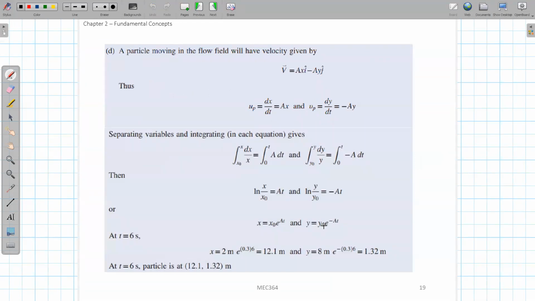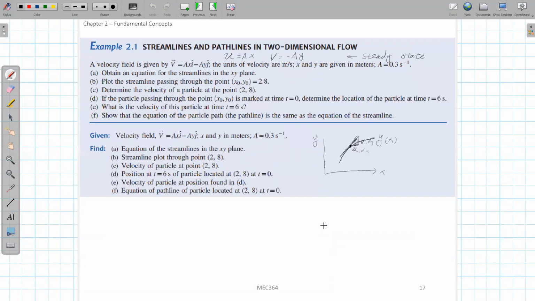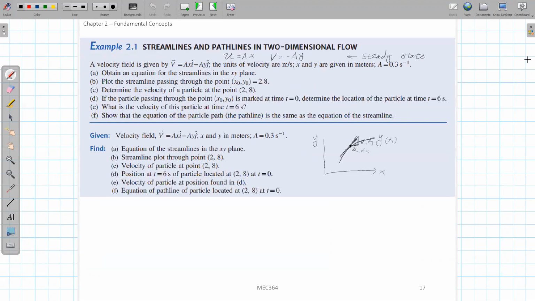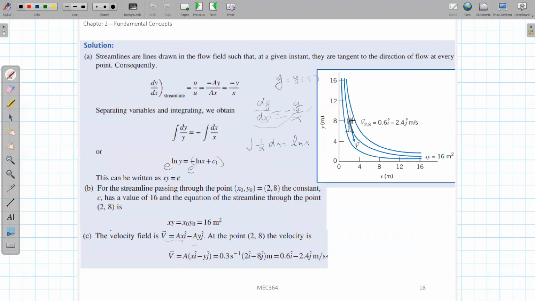And the last one, the next question is to try to find the position at t of 6 seconds of this particle located at this point. Basically this means that if at time t equal to 0, this point is here, and then 6 seconds later, where will this point be, right?